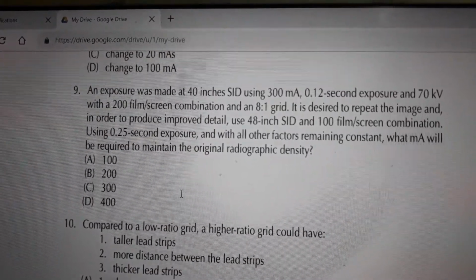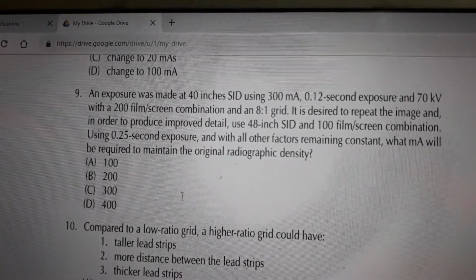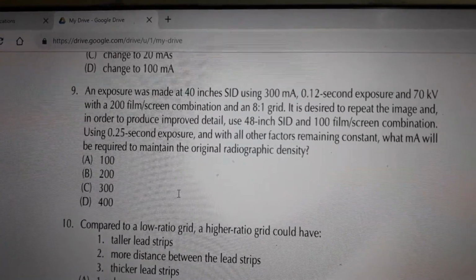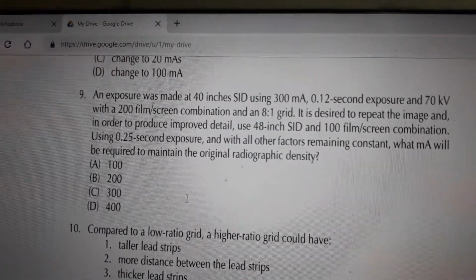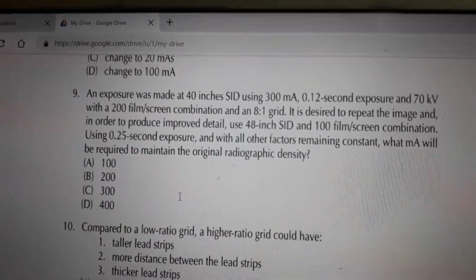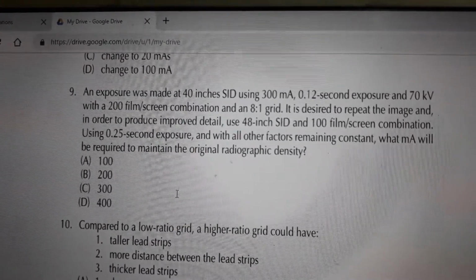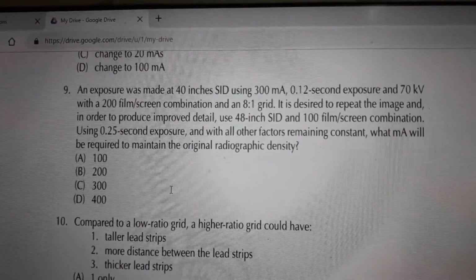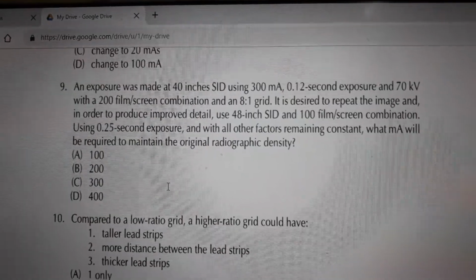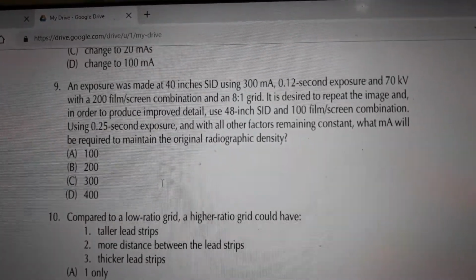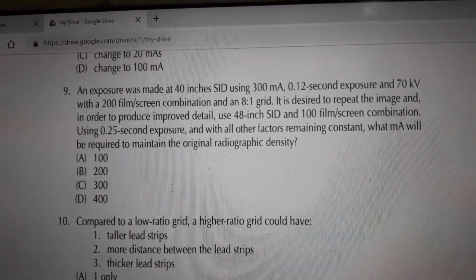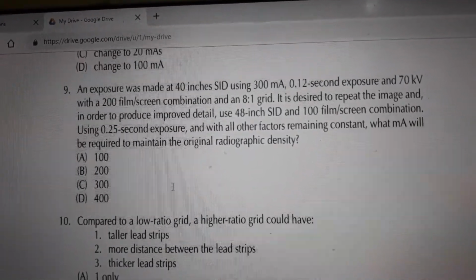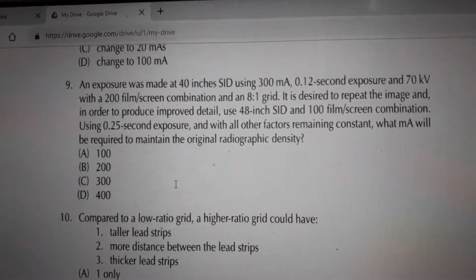An exposure was made at 40 inch SID using 300 mA, 0.12 second exposure, and 70 kVp, with a 200 film screen combination and an 8:1 grid. It is desired to repeat the image in order to produce improved detail, using 48 inch SID, 100 film screen combination, and 2.5 mAs second exposure, with all other factors constant. What mA will be required to maintain the original radiographic density? Answer is 400 mA.